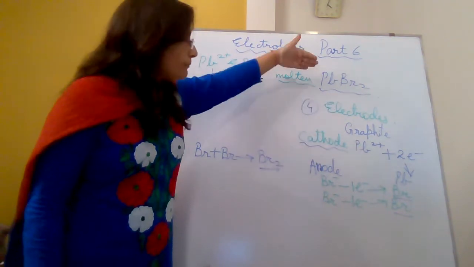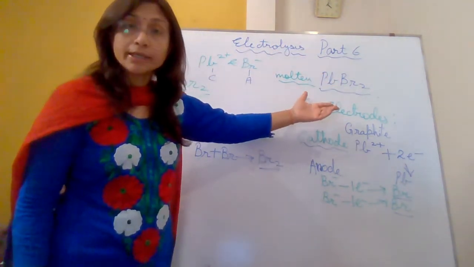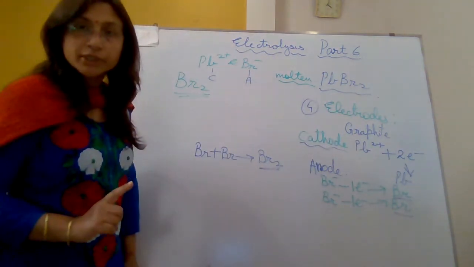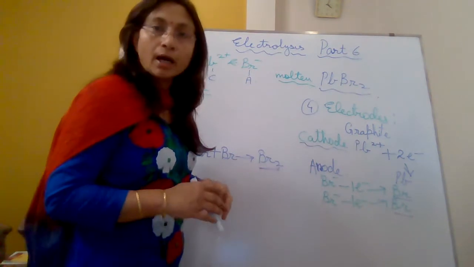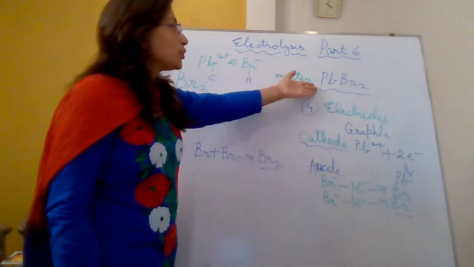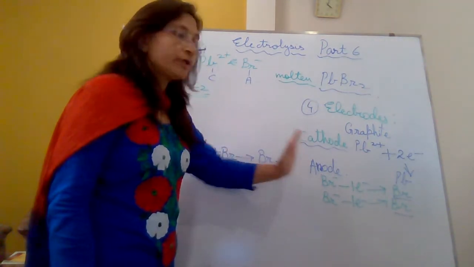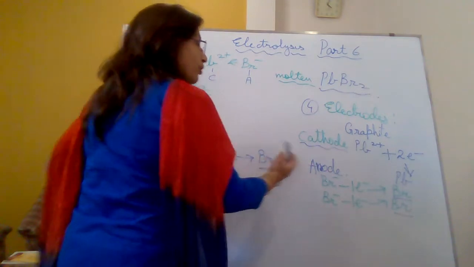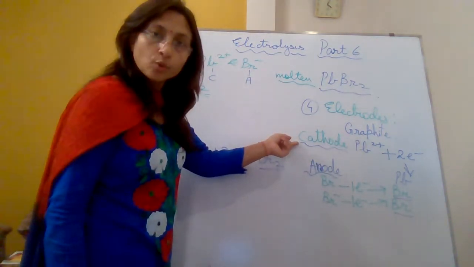It had many lead ions and it had many bromide ions. One ion was not produced after dissociation. After dissociation, we had a large number of bromide ions and a large number of lead ions. So in any case, all the bromide ions will be moving towards the anode and all the cations will be moving towards the cathode.